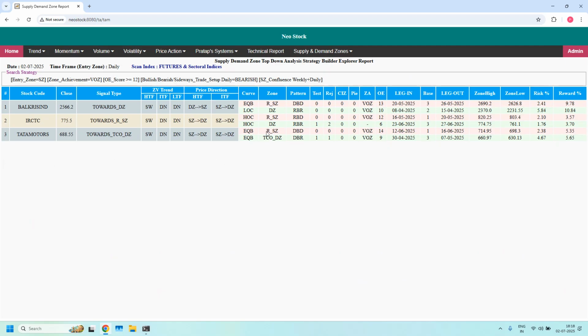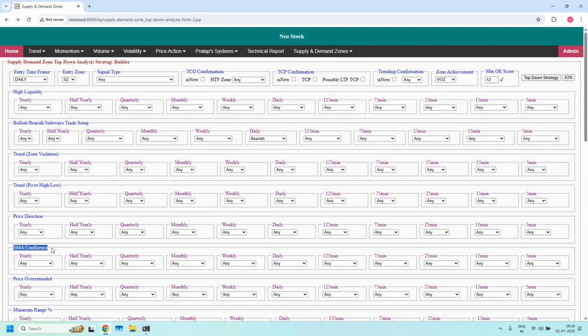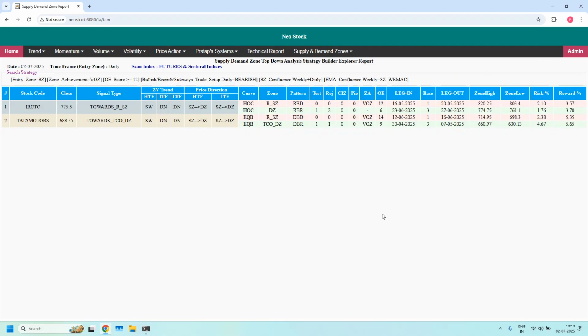That means in all the 3 stocks, these daily supply zones are overlapped with weekly supply zones. So that means daily zones are part of weekly supply zones. And the weekly trend is a downtrend, ITF trend. So let us further filter with weekly supply zone with weekly EMA confluence. So we got 2 stocks. So these 2 daily supply zones might be having more higher probability to get success, provided lesson 20 checklist items are satisfied.